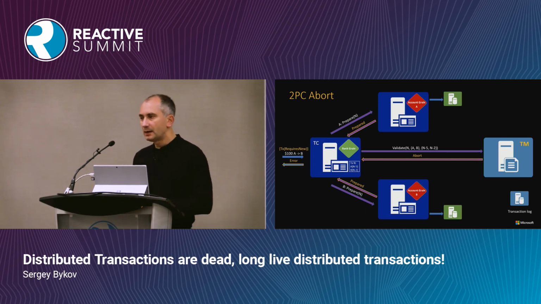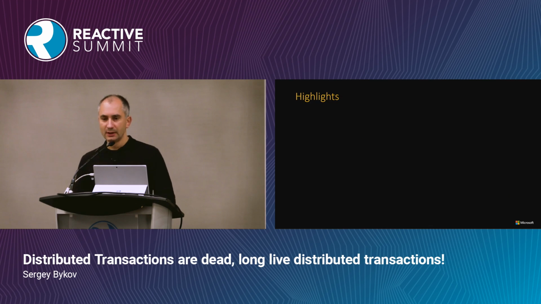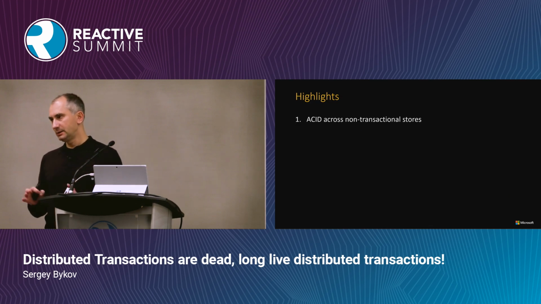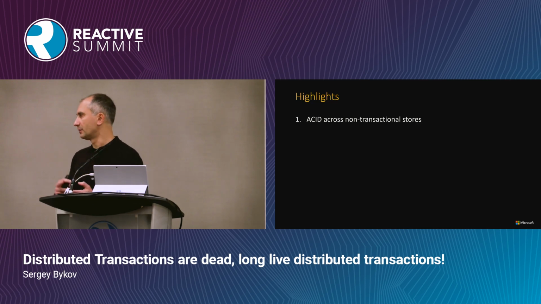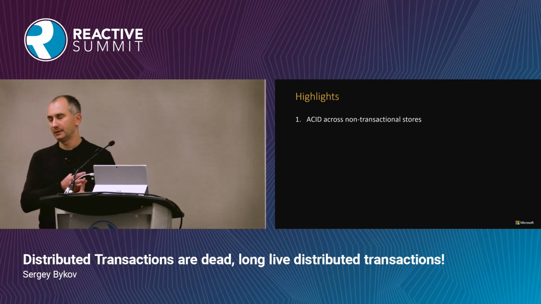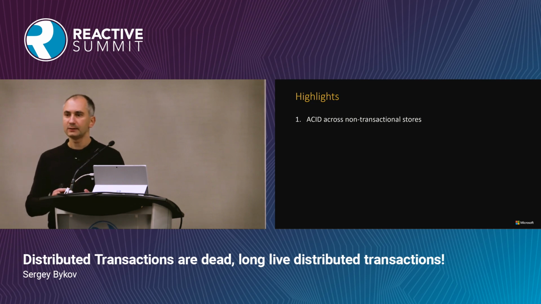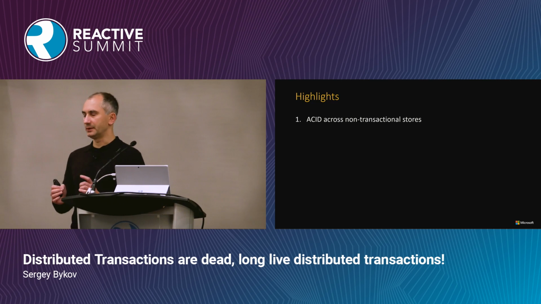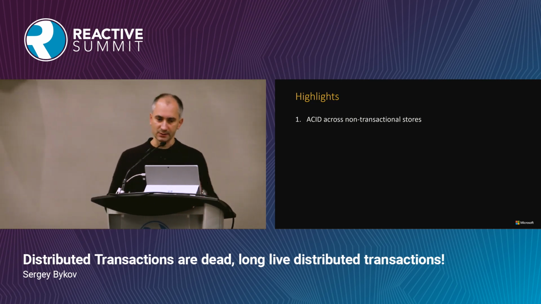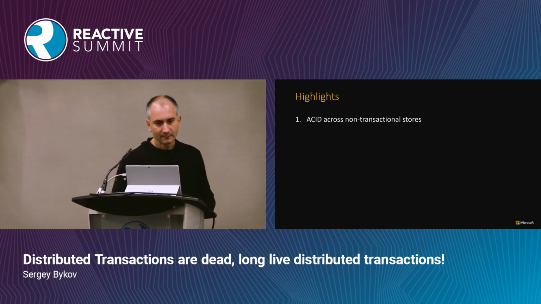So what I would say are highlights of this approach. As you can see, we give ACID guarantees, ACID transactions across non-transactional stores. So these grains, they can use different storage techniques. They can use a blob store or key value store or maybe table store, anything. Storage technologies that do not support transactions by themselves, but we can have ACID transactions on top of them.